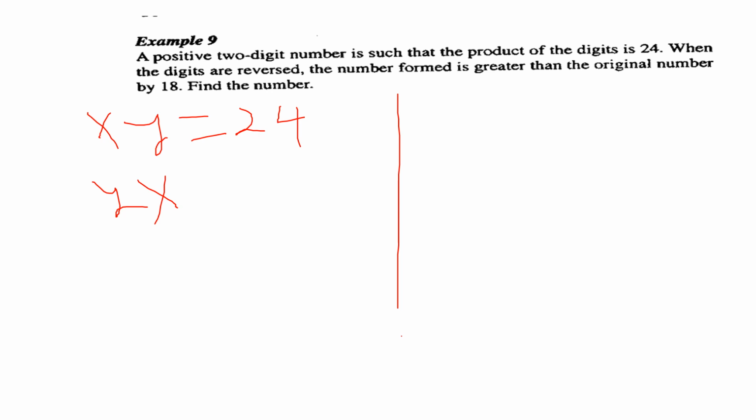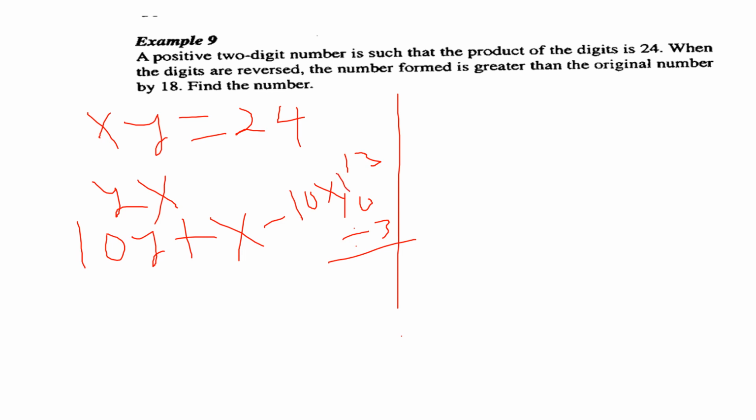So meaning that if we reverse them, we are going to have y x. That is what it means by reversing. And remember we can write the total value of this to be 10y plus x. This is just the same as, maybe we have a number like 13, we can also write it as 10 plus 3 and still arrive at 13. Remember the place value of 1 is tens.